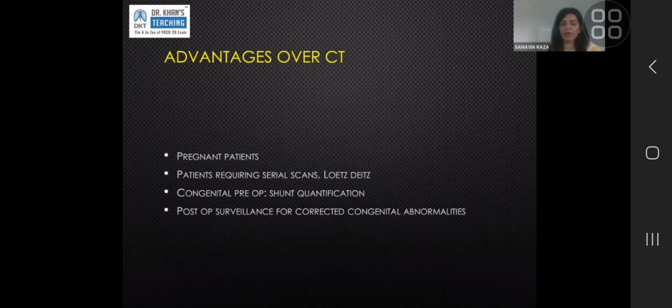Pre-op, you can quantify the severity of the shunt. Cardiac CT cannot or should not be doing a high dose retrospective scan like that. Post-op surveillance for corrected congenital abnormalities is done by cardiac MR. It is the mainstay because it gives you function and morphology at the same time, which cardiac CT doesn't.